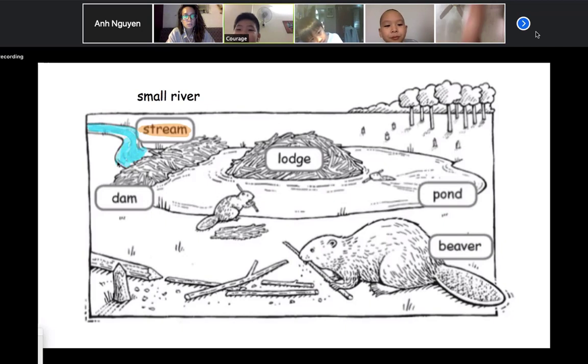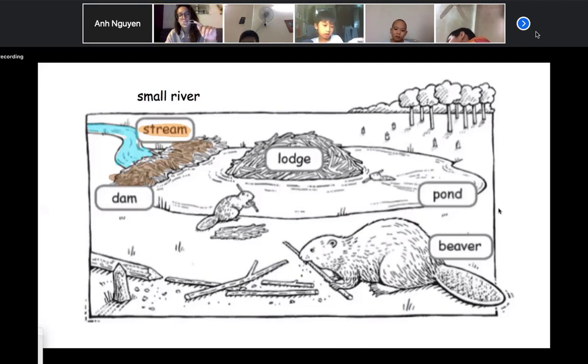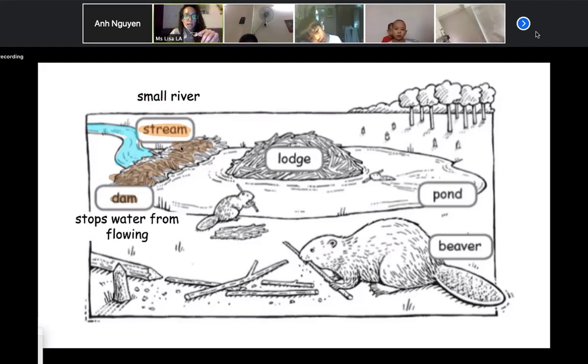All right, what about our next word? Dam. What is a dam? Myth, do you see the dam? What is the dam doing? We have our stream here. The water's going through here. So what's the dam doing? Is the dam letting the water go by or is it stopping the water from going by? Water going by. Okay, it is stopping the water from going by. Good job. So this dam, it looks like it's probably made from sticks and mud, and it is stopping the water from going by.